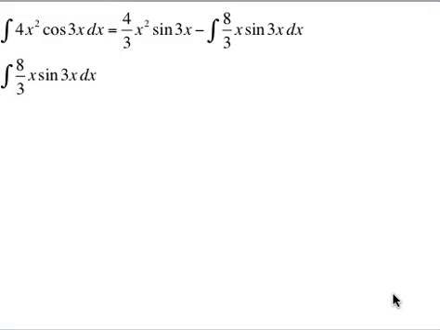We need a u and we need a dv. I'm going to use my u of 8/3 x. When I take its derivative, it's just 8/3. It's getting simpler. My dv will be sine 3x dx.